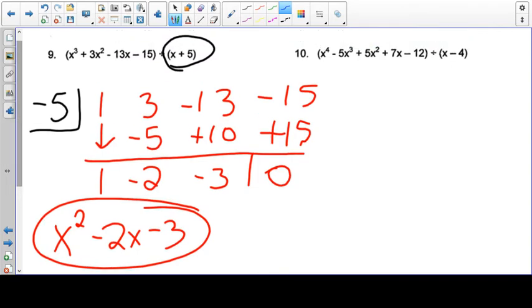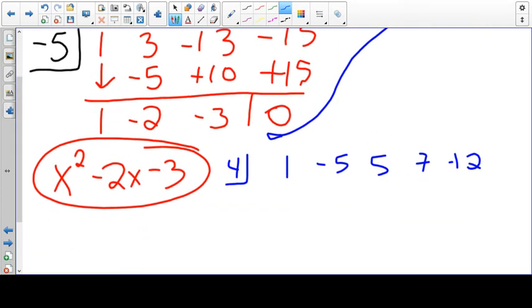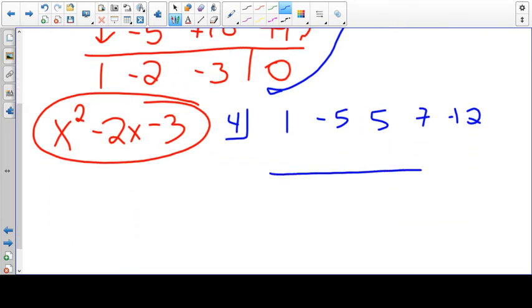Again, number 10, I think I wrote number 9 a little bit too big, so I'm going to write it down here. So I'm going to divide by 4 because it's the opposite of that negative. And I have my coefficients of 1, -5, 5, 7, and -12. Bring down that 1. And I have 1 times 4, which gives me a +4. I have -5 plus 4, which gives me -1.